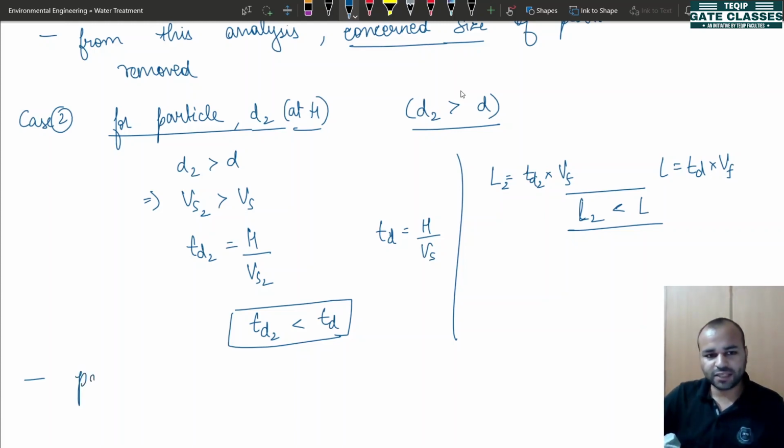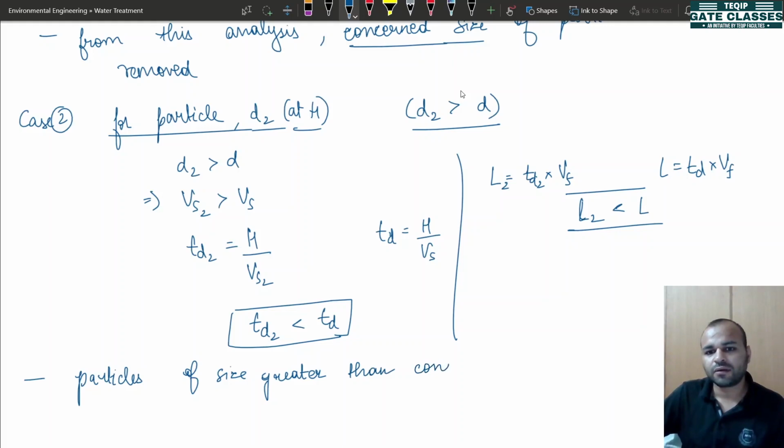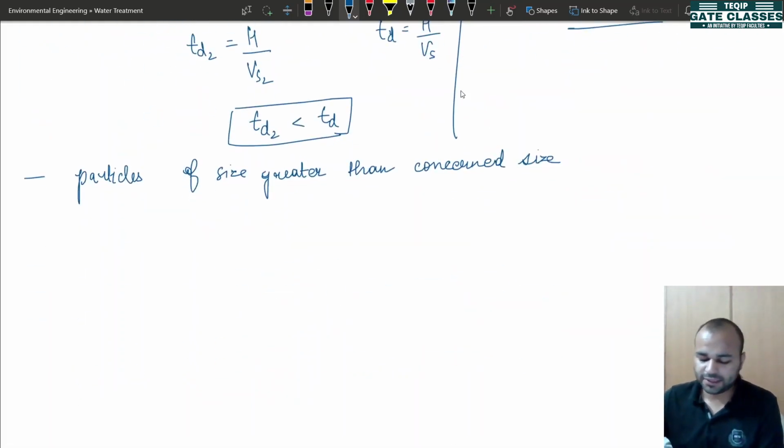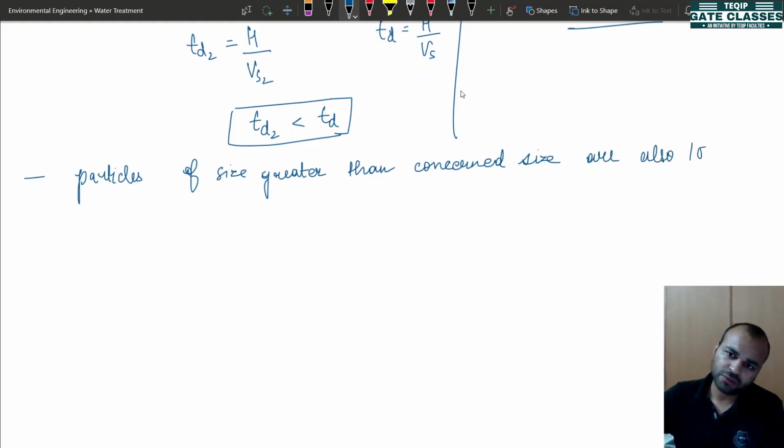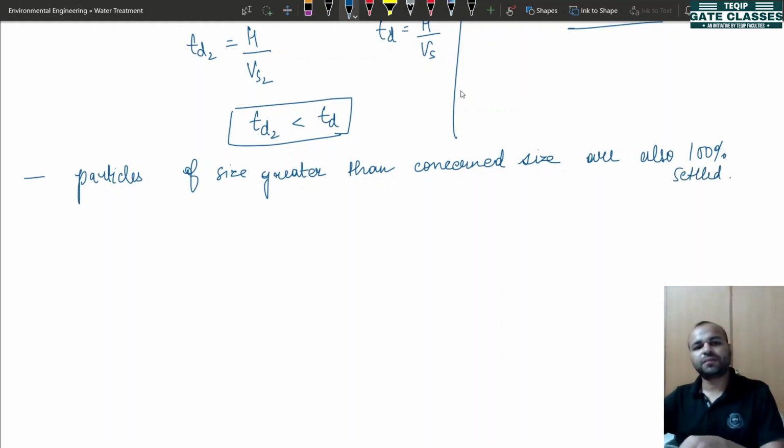So please write it down that particles of size greater than concerned size are also 100% settled. Okay, clear? Now let us discuss the third situation.